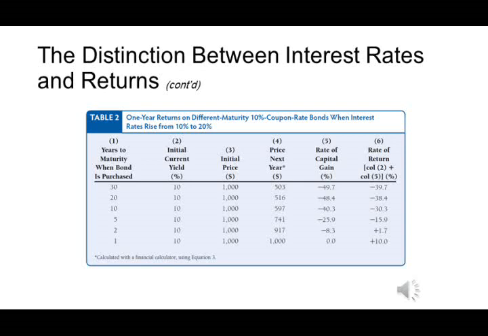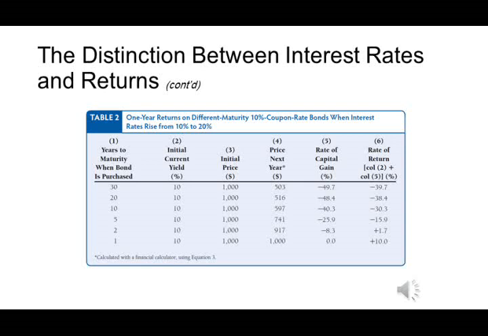And the fourth column is the price next year. Here the price of the bond changes according to the changes in the interest rate. The interest rate rises from 10 to 20%, which means automatically that the price of the bond will decrease, because as we have learned, there is an inverse relation between the interest rate and the price of the bond. So column number 4 was calculated according to the formula we have studied, which is the price of the bond equals the coupon payment over 1 plus i to the power n, plus the face value over 1 plus i to the power n.